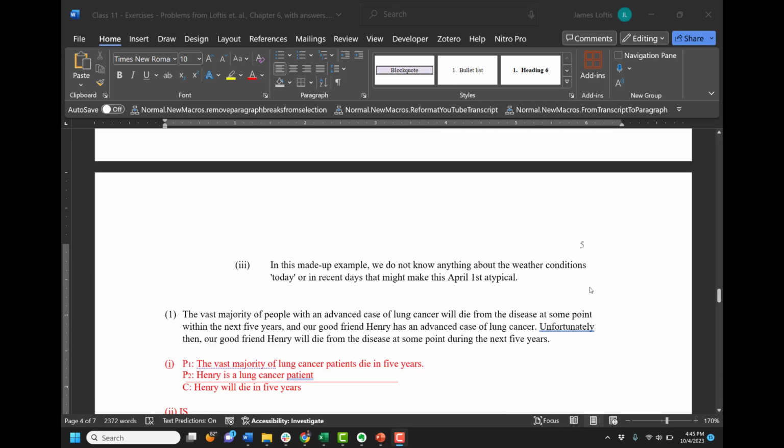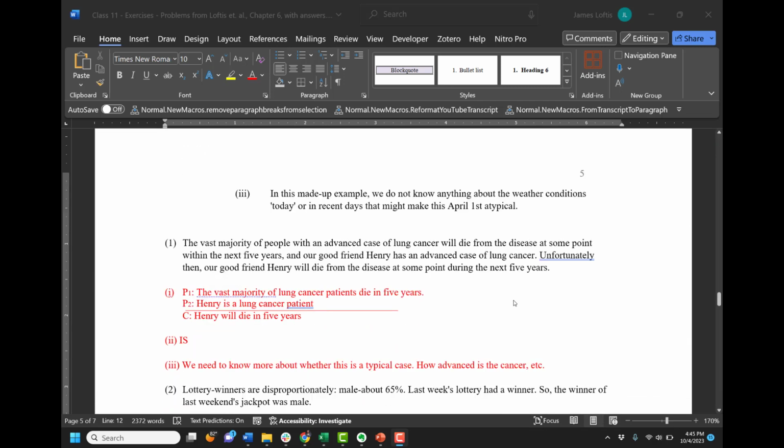So the vast majority of people with advanced cases of lung cancer will die from the disease at some point within the next 5 years. Our good friend Henry has an advanced case of lung cancer. Unfortunately, then our good friend Henry will die in 5 years. Actually, I need to put the word advanced in here. Advanced.